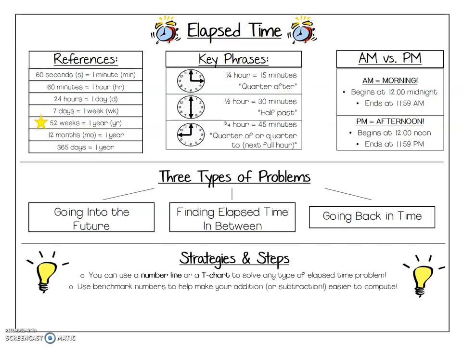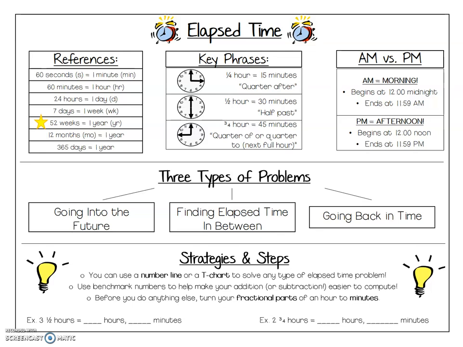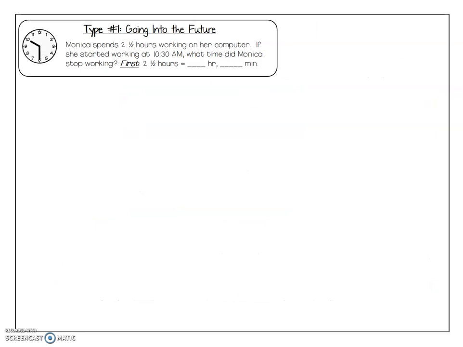You can use benchmark or friendly numbers to help make your addition or subtraction a little bit easier. And before you do anything else, turn your fractional parts of an hour into hours and minutes. So for example, if you see 3.5 hours, you should write down that that means the same as 3 hours and 30 minutes. And if you see 2 3/4 hours, you should mark that down as 2 hours and 45 minutes. Okay, let's take a look at an example of each of the 3 types.